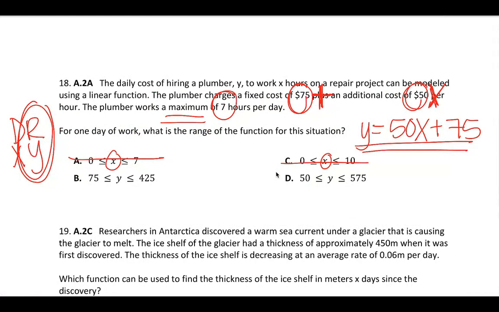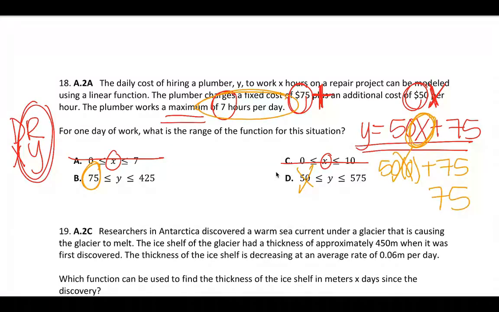So if I work 0 hours, if I plug in 0 everywhere I see this X, I mean 0 would be the least number of hours, right? If I plug in 0, this will go away, but I'm left with 75. So the lowest I can have is 75, right? Which is that, and this one's already out. The highest I can work is that 7. If I plug in a 7, instead I'm going to get that 425. So B would be the correct answer for that one.